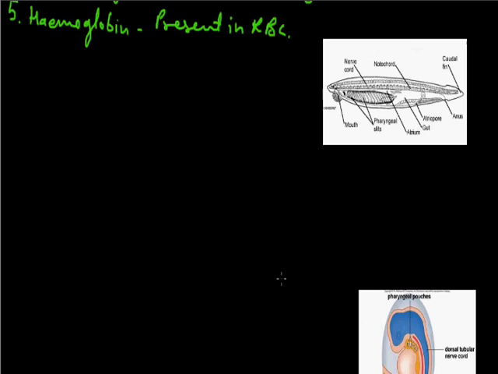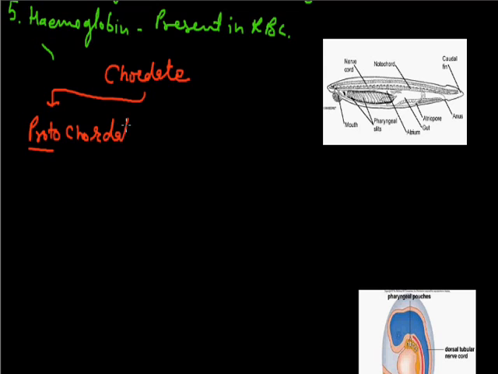Chordates are divided into two groups. What are the two groups? The chordate animals are divided into two groups. First, protochordate. Proto means primitive, just like protozoa. Protozoa means primitive animal. So proto means primitive, and chordate means chordate animal. So protochordate means chordates which are primitive or simple in their structure.